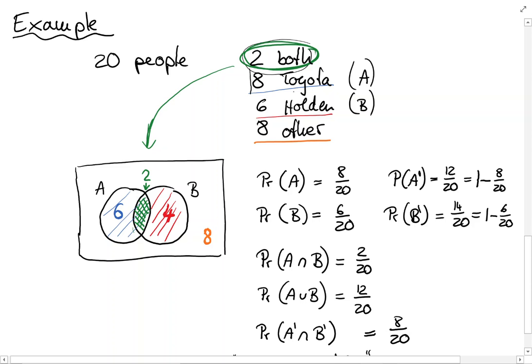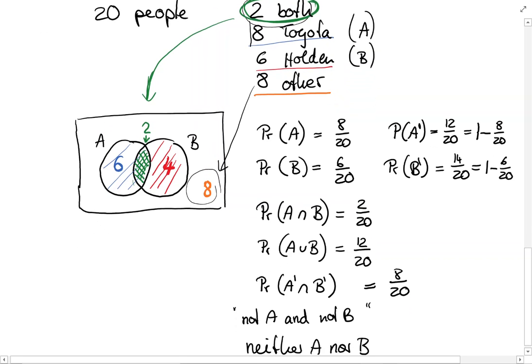Now, the other information is that 6 people are driving a Holden. But 2 are already there in the middle in the intersection, and that means on the outside of the intersection, in the circle for B, goes a 4, because 4 plus 2 will give you the 6. The other information I have is that there's 8 people that have neither a Toyota nor a Holden, and those people are on the outside of my circles.